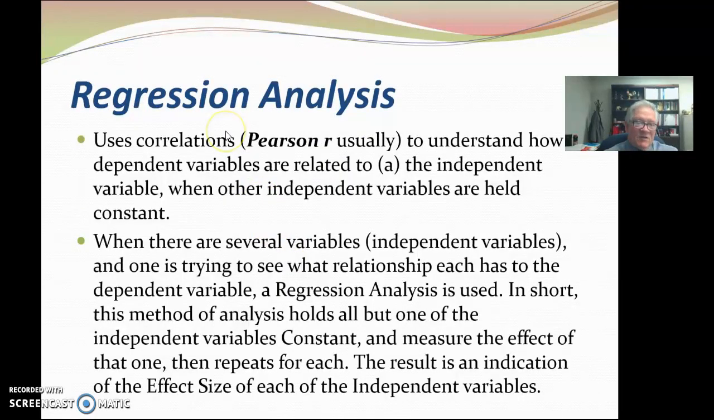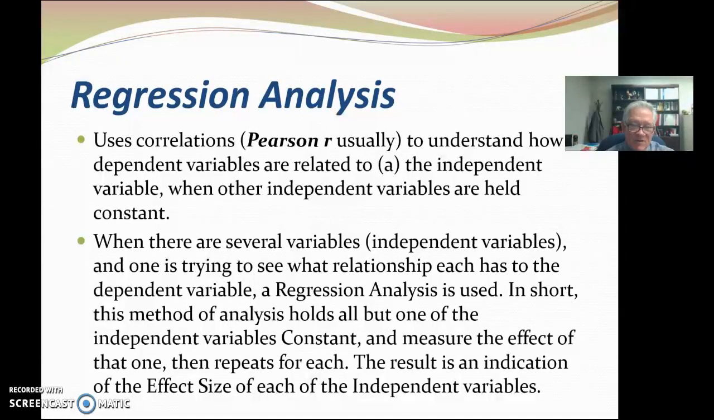A regression analysis uses correlations to understand how dependent variables are related to the independent variable. In other words, you're trying to decide if there is a relationship and what the strength of the relationship is between any number of variables and a particular dependent variable. If you read the last paragraph, what happens in a regression analysis is that the researcher, or the statistician, if you will, holds all of those confounding variables constant while assessing the correlation between one of the variables and the dependent variable, the one whose change is measured.